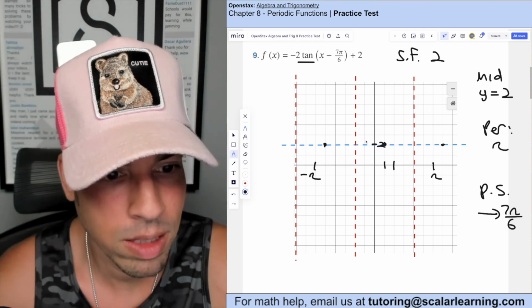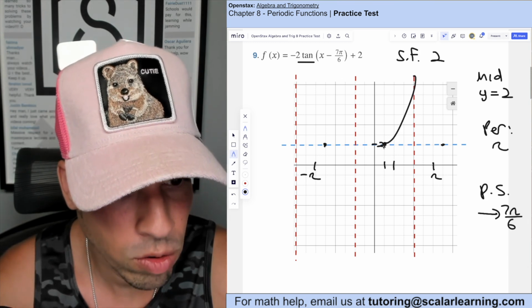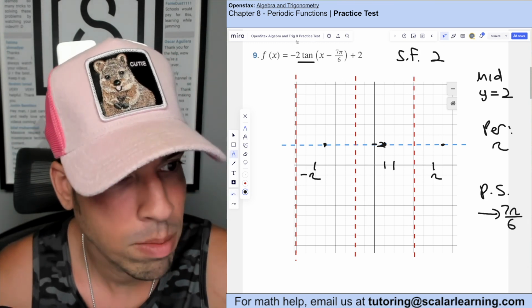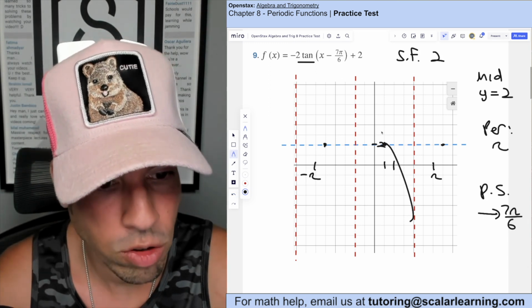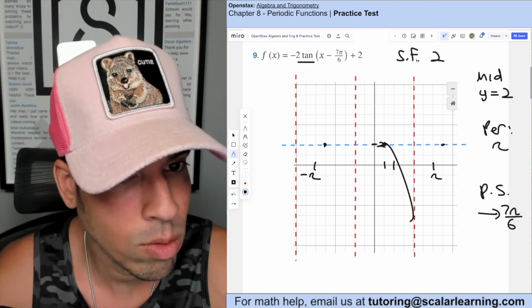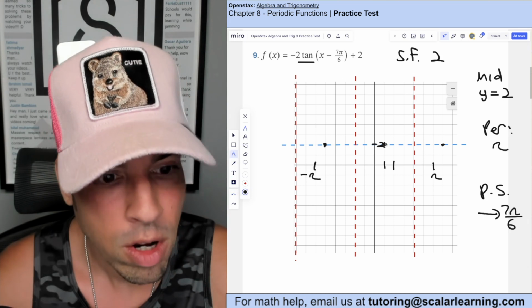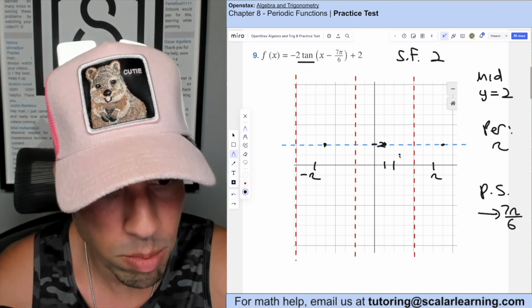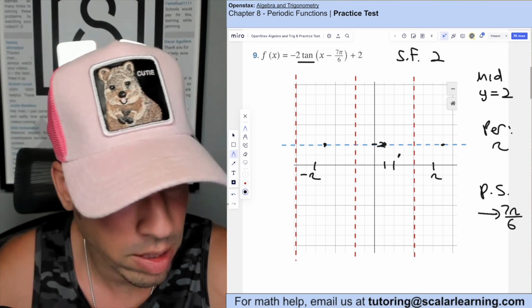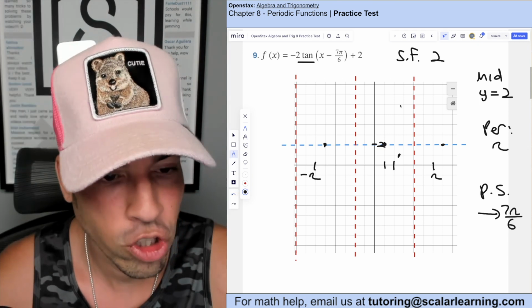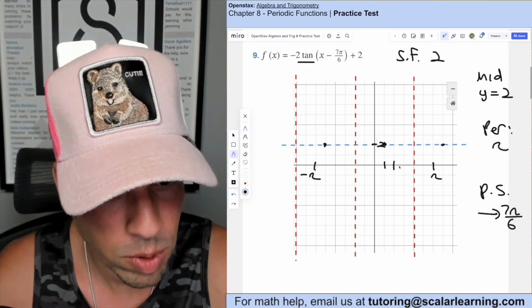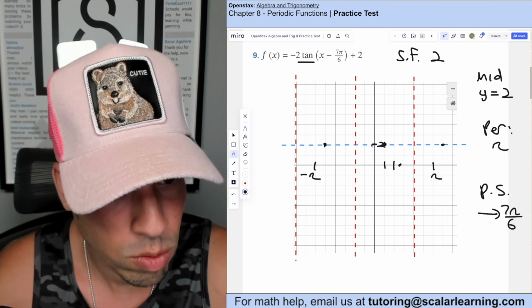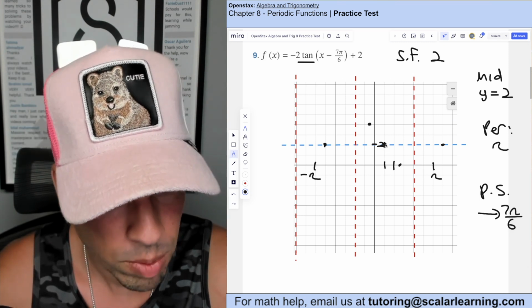Now, typically, tangent goes up to the right, down to the left. But now we look at that negative, and that negative flips it. So now we go down to the right, up to the left. And now we have to consider that stretching factor. So normally I'd go down by 1 halfway in between here and the asymptote. But since it says a stretching factor of 2, I'm going to go down 2. Okay, so we go halfway here, and we go down 2. Halfway here, we go up 2. And now we connect the dots.